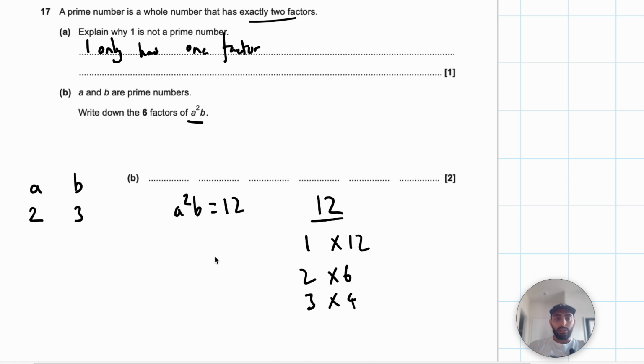So how do these numbers relate to a and b? 1, you can't relate it, so it will always be 1. And 12 is the same as a squared b. 2 is the same as a. 6 is the same as a times b. 3 is the same as b. And 4 is the same as a squared.